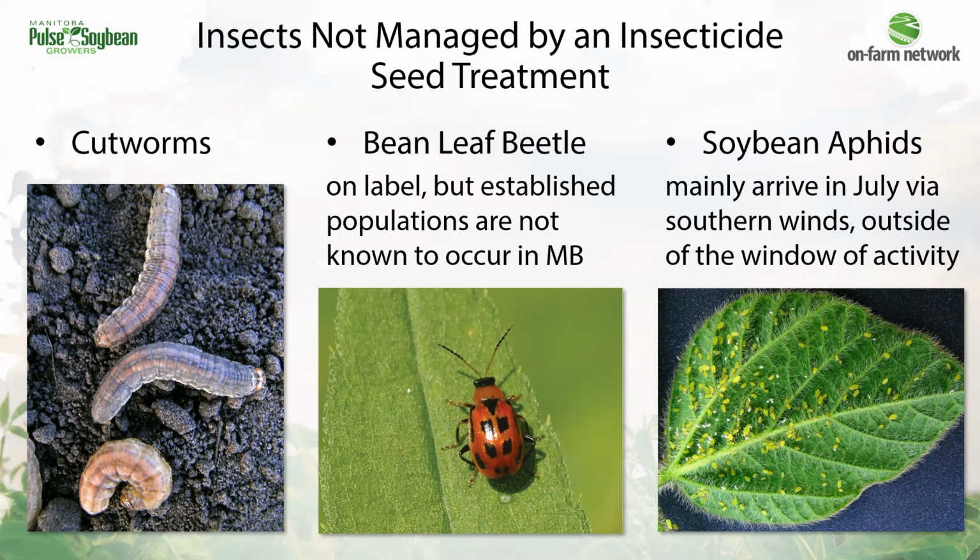Bean leaf beetle and soybean aphids are on some labels as well, but it's important to be aware that established populations of bean leaf beetle are not known to occur in Manitoba, and that soybean aphids are mainly arriving in Manitoba in July on those southern winds, and that's considered to be outside the window of activity for our seed treatment products, which typically last about 3 weeks after seeding.